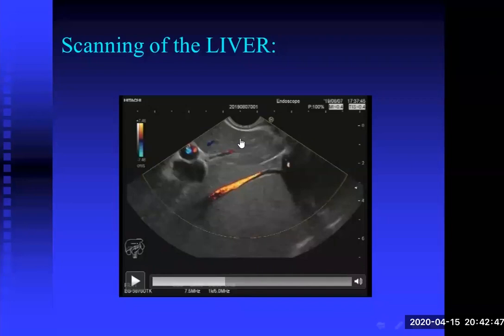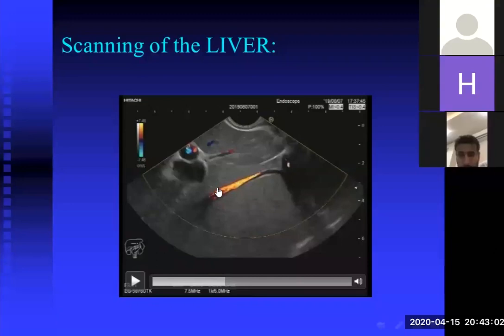So there are 3 segments here. Segment 1, the caudate lobe, in between the echo endoscope and the ligamentum venosum. And segment 4A, in between the ligamentum venosum and the middle hepatic vein, and segment 8. So this is 1, 4, 8. Inferior vena cava, ligamentum venosum, left portal vein, middle hepatic vein, and segments 1, 4A, 8.